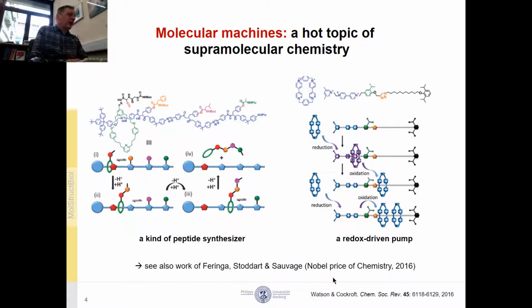In the same review, they also give some examples of what chemists, supramolecular chemists, can do nowadays. Supramolecular chemists are now very interested in these kinds of systems. They often use systems like rotaxanes, which can adopt different positions on a linear template depending on the switching conditions and on some subreactions occurring. For example, in this relatively complex machine that was supposed to be a simple peptide synthesizer, you see one building block attached to the rotaxane.